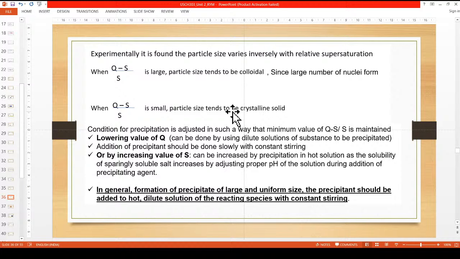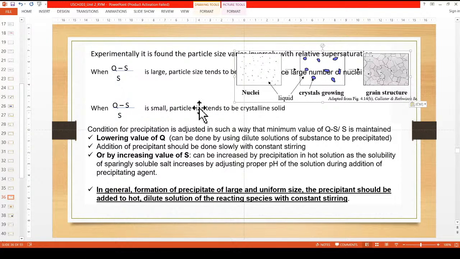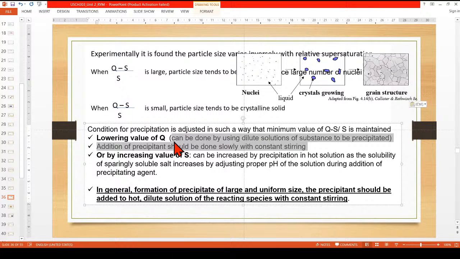So don't allow crowding. If crowding happens, the particle size will be amorphous. So to get good crystals, either use diluted solutions of starting materials, or else, for lowering of Q, add precipitating agent slowly with constant stirring. So these two will give you a low value of Q.